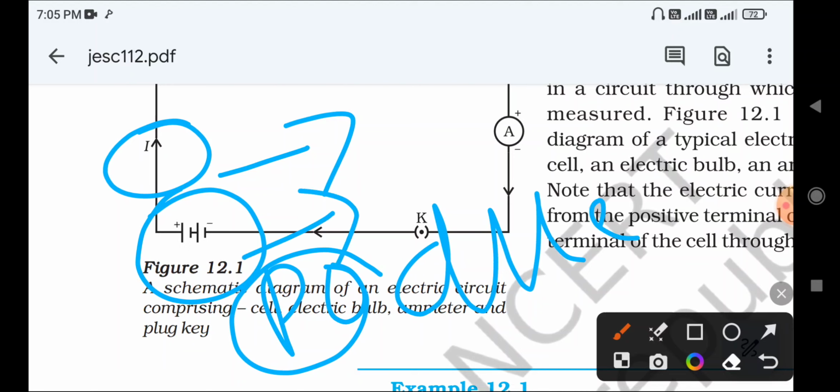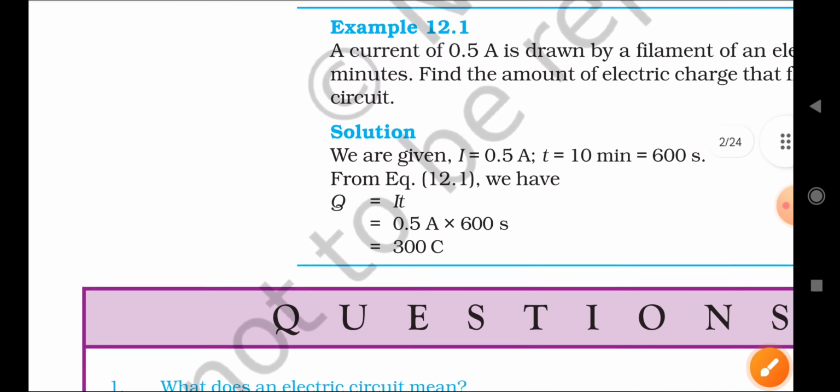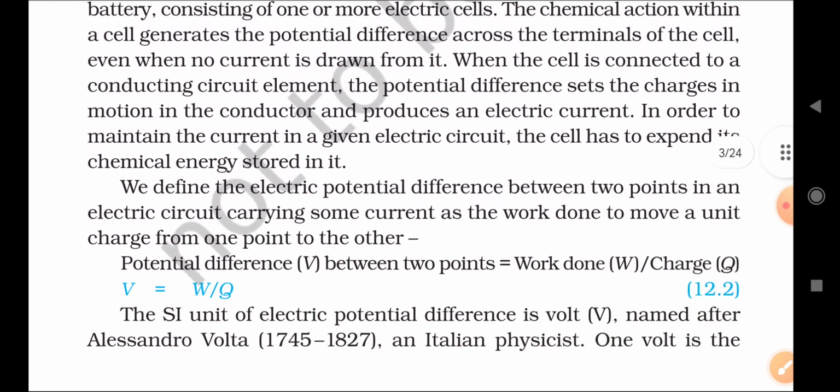If the chemical reaction is continuously producing energy, that energy moves the electrons and produces electricity. If the chemical reaction fails or finishes, the battery will be dead, the electrons will not move and the electricity will not be generated, right? So this is about what? Electric potential difference, right?